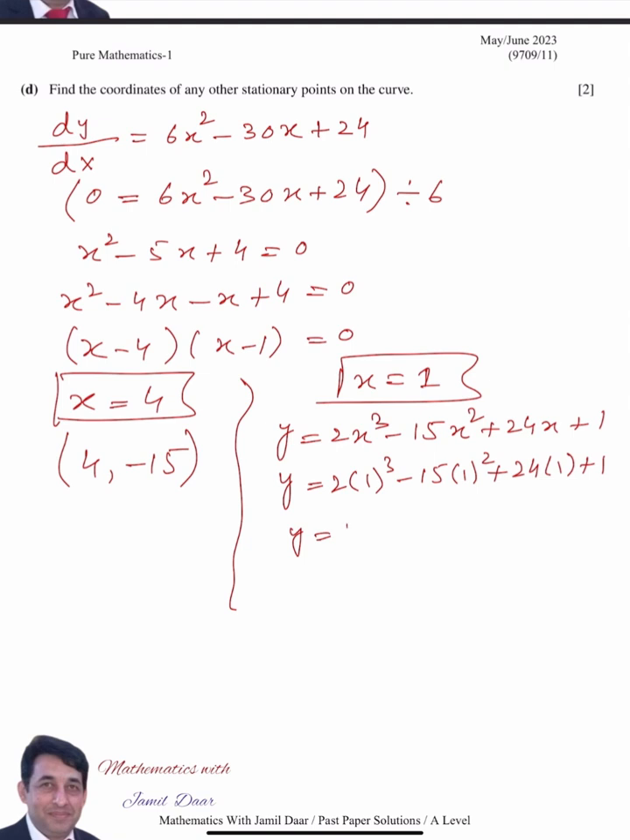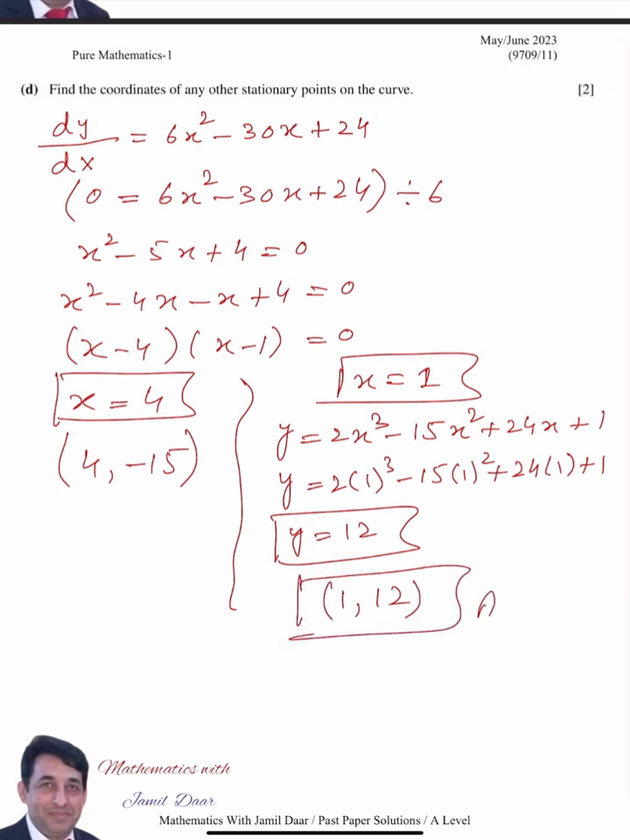y is equal to 12. So the point is (1, 12). The second stationary point is (1, 12). This is your answer.